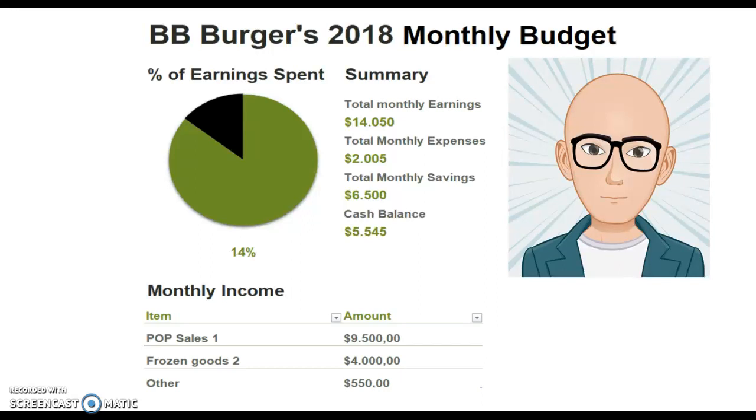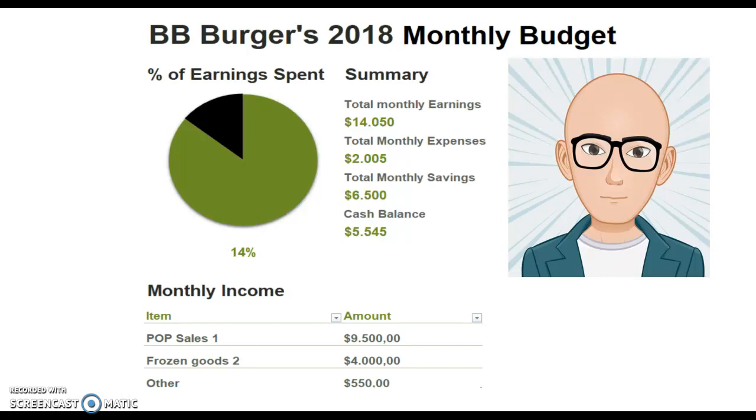They have earned $9,500 a month in just point of purchase sales. They have earned $4,000 a month for frozen goods, and they have earned $550 for other sales they have made. So in total, we see that they have total monthly earnings of $14,050 a month. They have total monthly expenses of $2,500 and total monthly savings of $6,500.